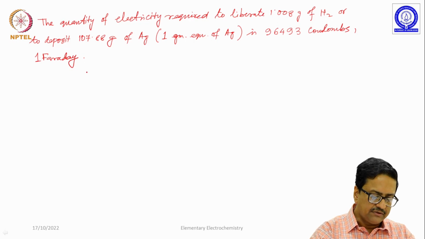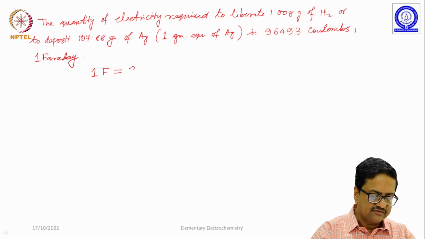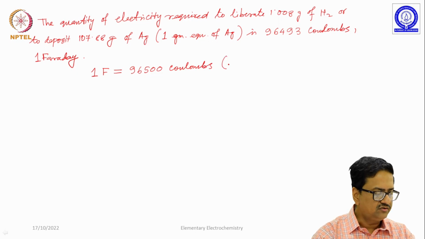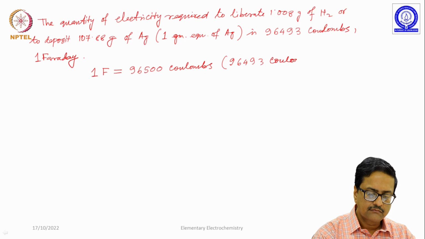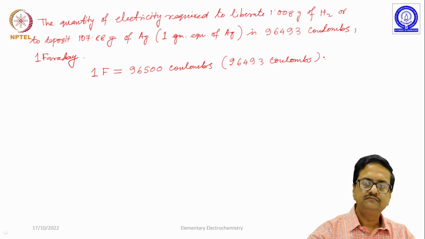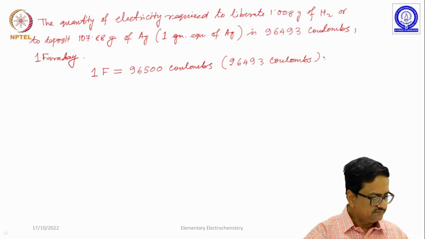For practical purposes, this 1 Faraday or 1 F is taken as 96500 coulombs, but the actual value is 96493 coulombs, right? So, you should remember this conversion factor.